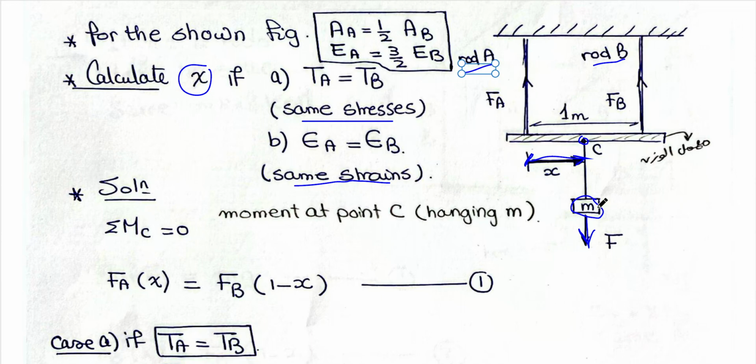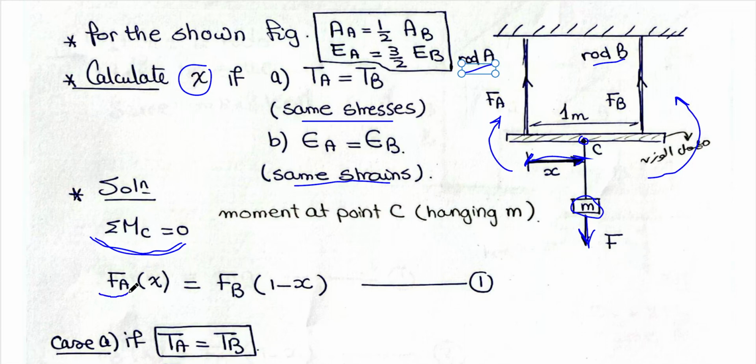We know from our studies in mechanics, especially in equilibrium, that sigma moments is 0. I will choose the point C and calculate sigma moments around point C. I have one moment from FA like this and another moment from FB like this. In equilibrium, they are equal.